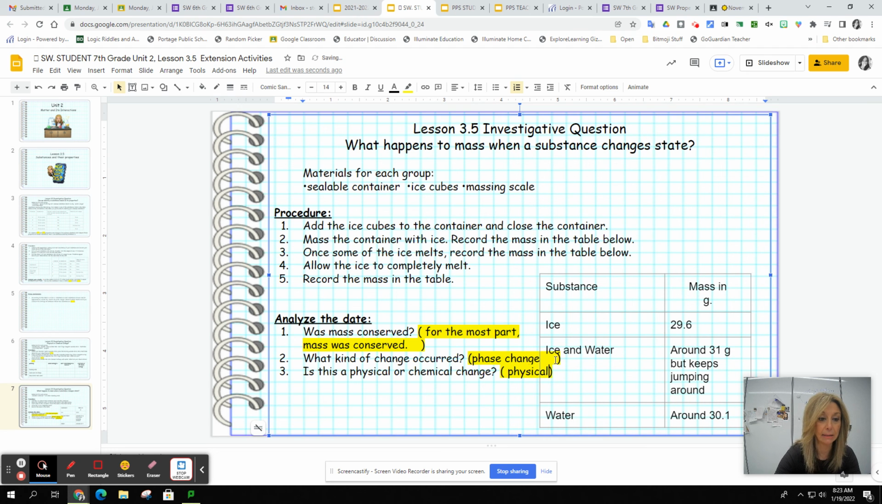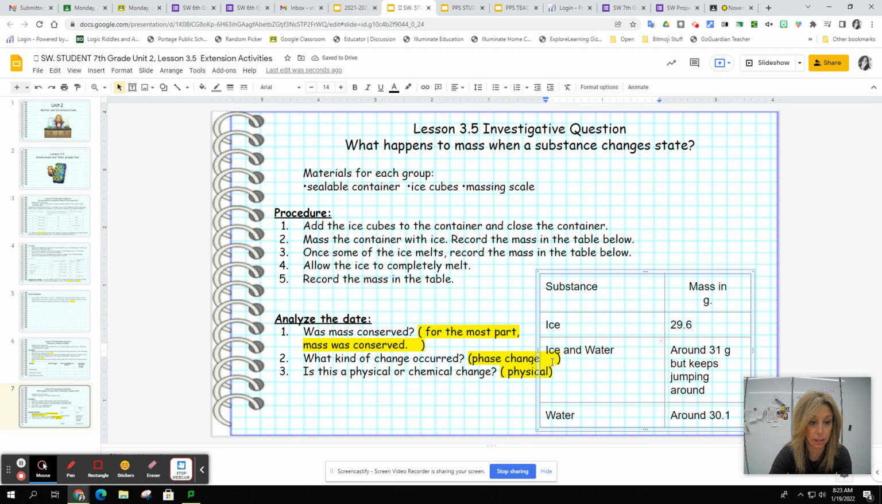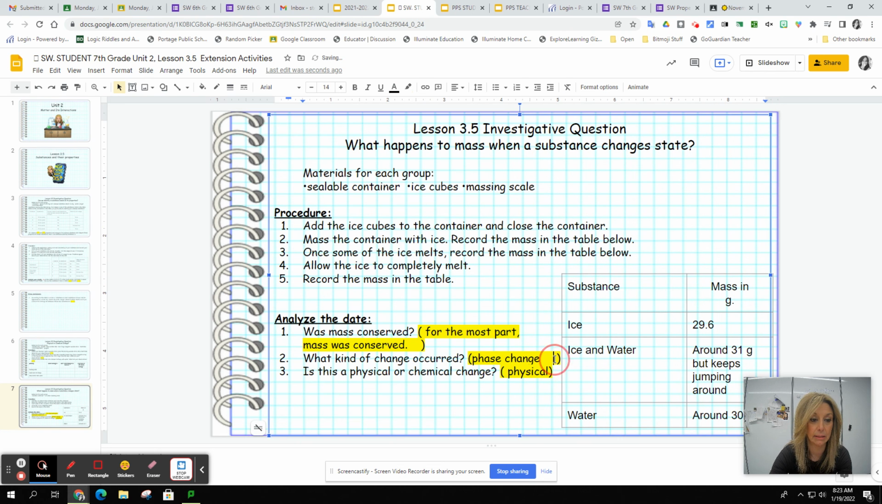Okay. So that's the last one of our extension activities. The last slide. So at this point, you should have all of your slides completed, and you can go ahead and turn that in. All right.